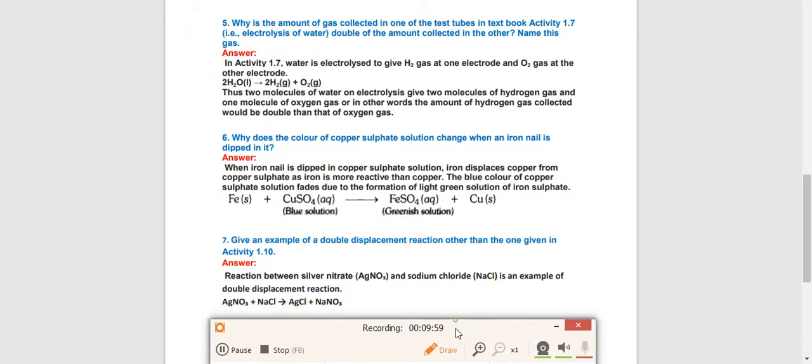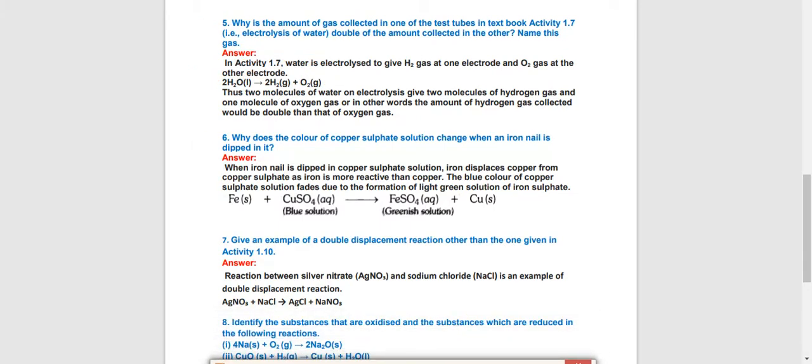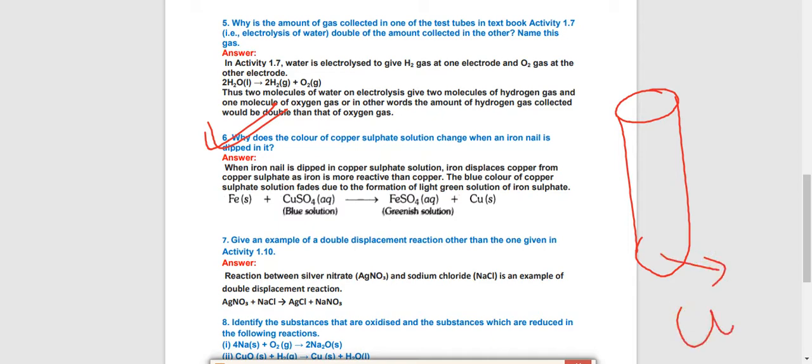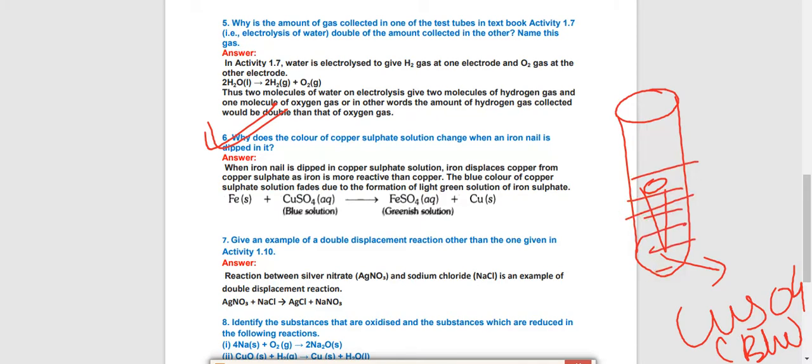Now come to question number 6. Why does the color of copper sulfate solution change when an iron nail is dipped in it? Suppose in this test tube you are taking copper sulfate solution. You know that the color of the copper sulfate solution is dark blue. But if you dip an iron nail in that, after some time we will observe that the color of this copper sulfate changes into green color.